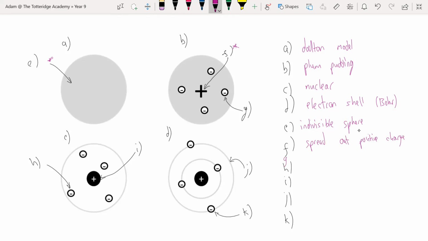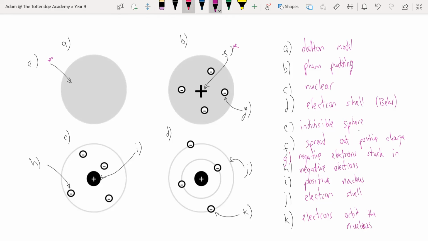Did I skip G? Yeah, so there should be a G there. Silly. So these are negative electrons, and we say stuck in or studded in. H, where's H? Are more negative electrons. I is your positive nucleus. J is your electron shell. And K is your electrons orbit the nucleus on the shell.